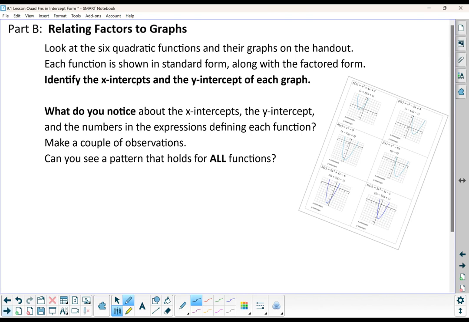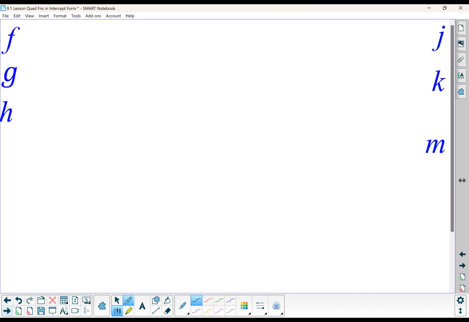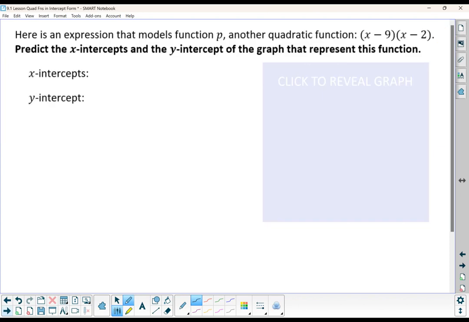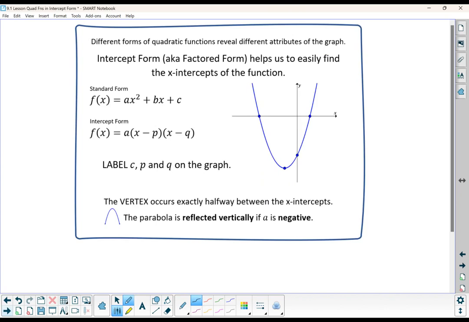All right, so part B of our lesson, we are now going to start thinking about the relationship between factors in intercept form and the graph. So in class, we did an activity where we looked at several graphs. Because of it being a video, I'm going to go ahead and skip that to here.